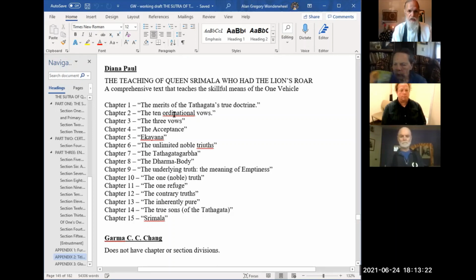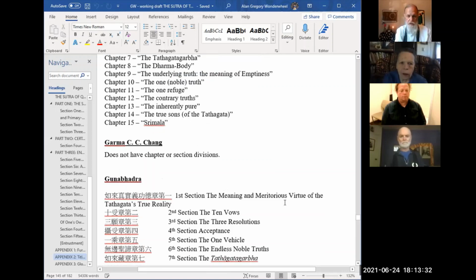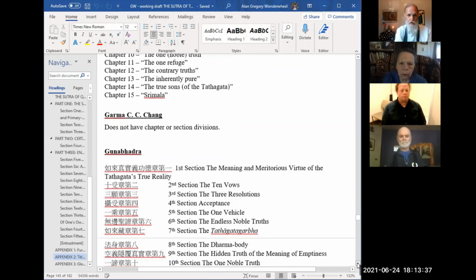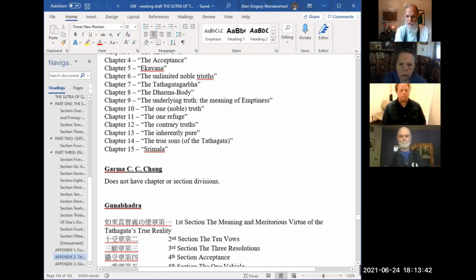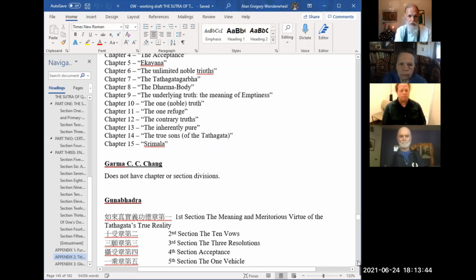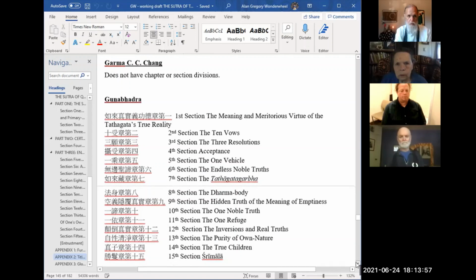And basically she shortens the title for each chapter to the one particular issue that's raised in that chapter. Because she is also going off of the Gunabhadra translation, as I do. Garma C.C. Chang is working off of the Ratnakuta translation that Bodhiruchi did, and that does not have any chapters, so he did not add his own.